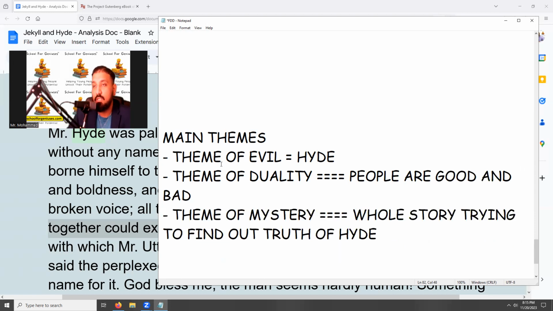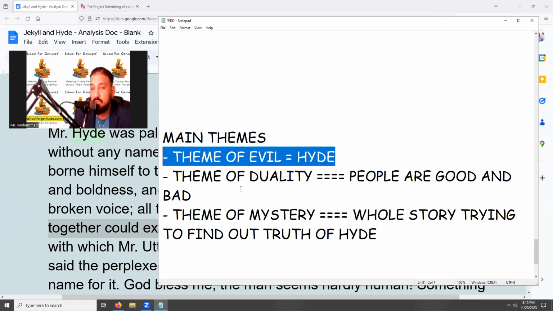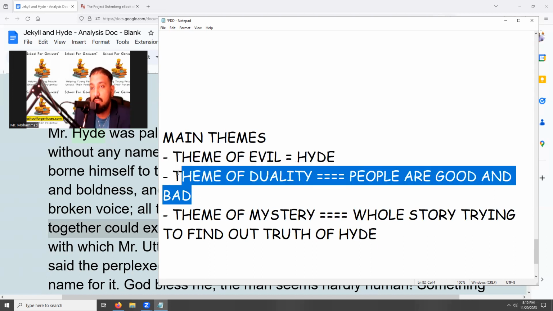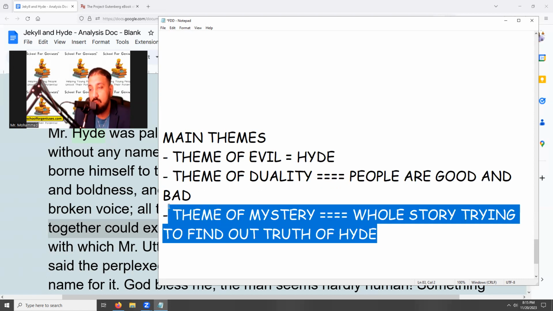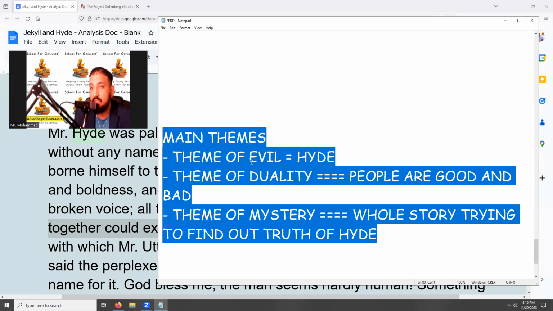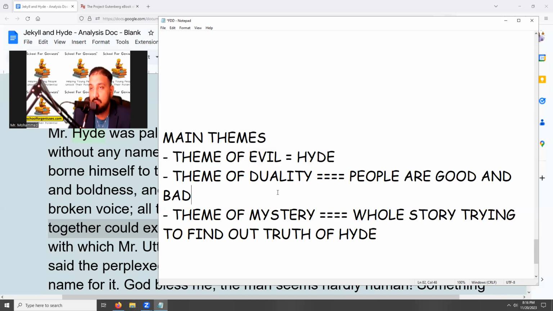That's enough. If you're going to write about this, I recommend you just focus on this one. It's probably the easiest to do. You could also do this one, and this one's simple too. So those are the main themes in the text. If you're going to write an essay on this, pick one of these. Again, I'd focus on this one. It's probably the easiest to do.